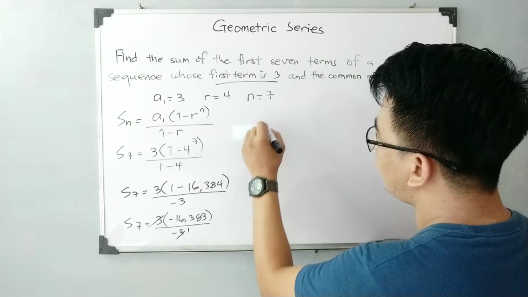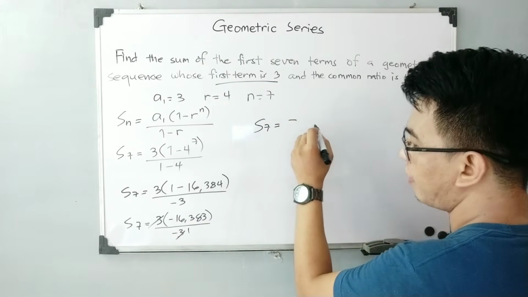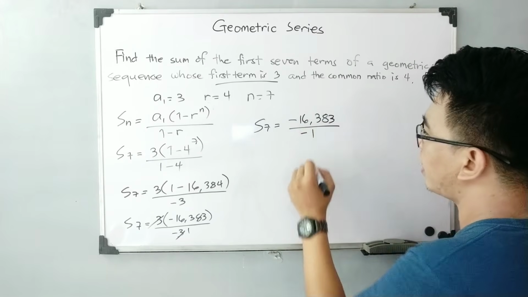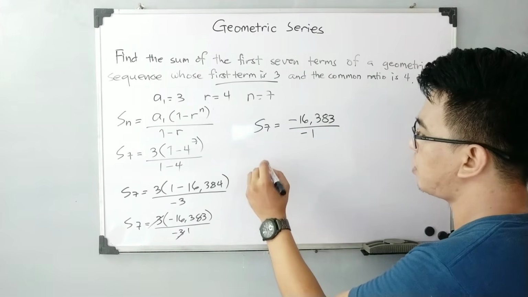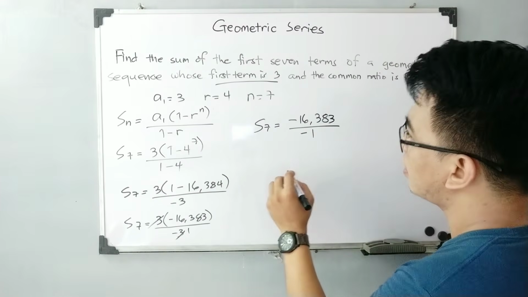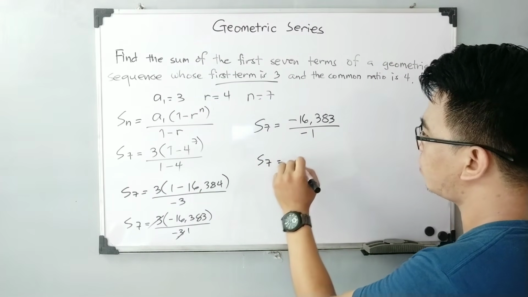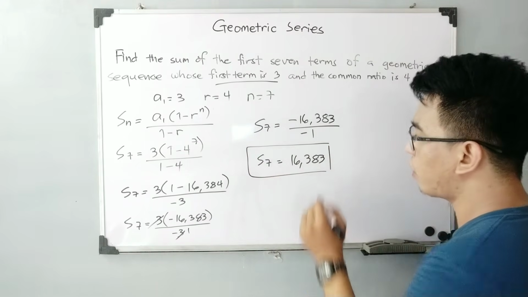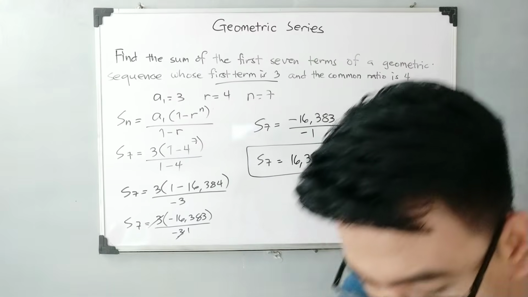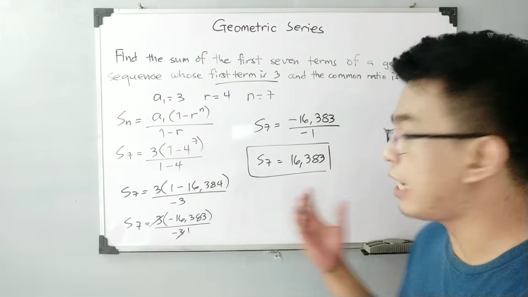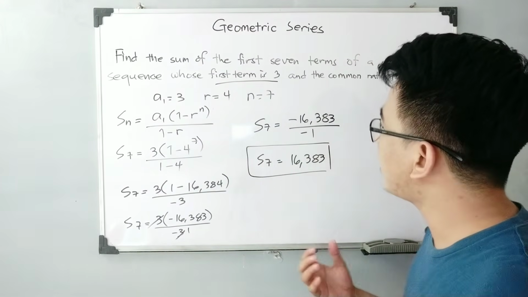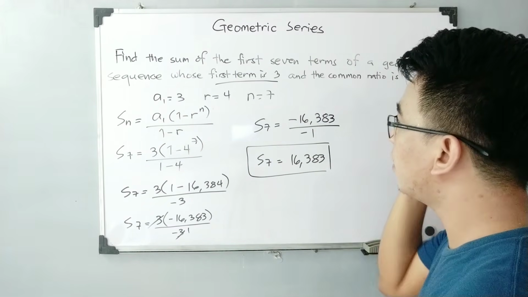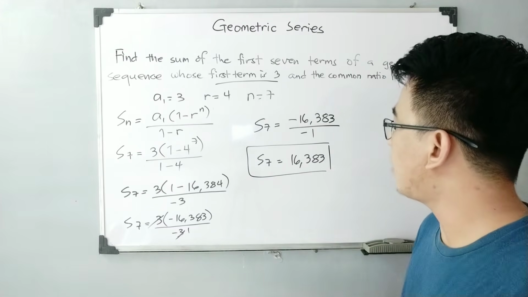So, pag divide natin to, mangyayari dyan is S7 is equal to negative 16,383 over negative 1. And pag divide mo naman, di ba, it will become positive. So that this is S sub 7 is equal to positive 16,383. This is our answer for example number 2. The sum of the first 7 terms of a given geometric sequence with the first term, which is 3, and the common ratio of 4, is equal to 16,383.